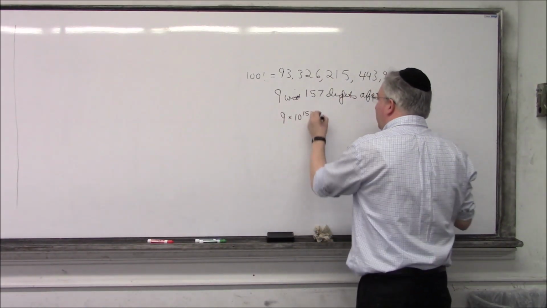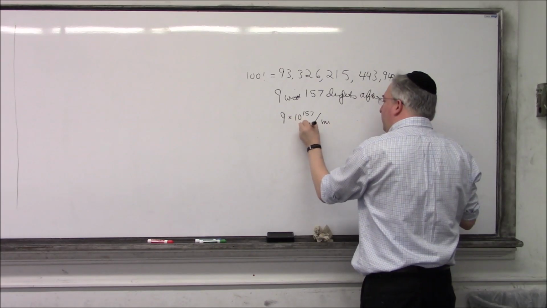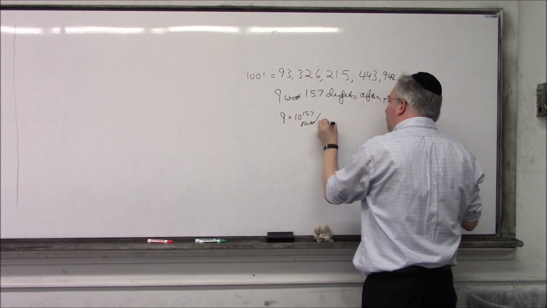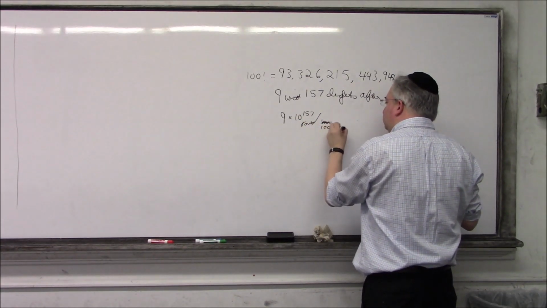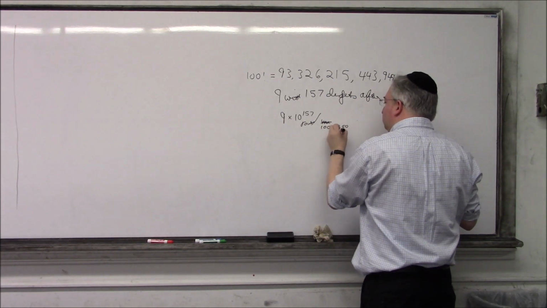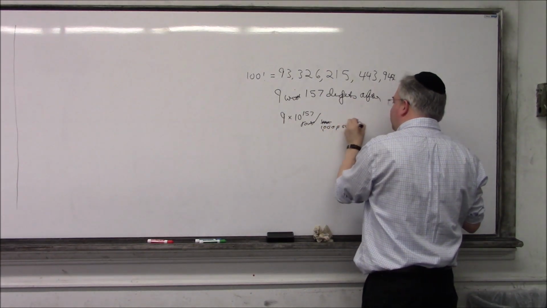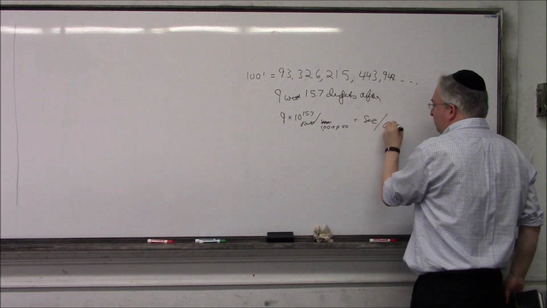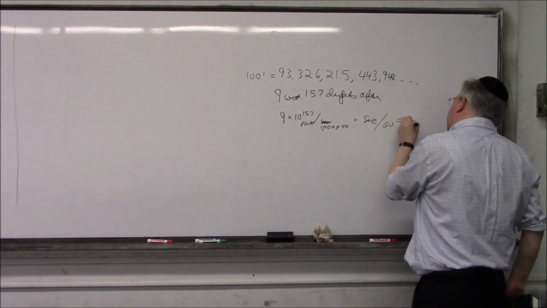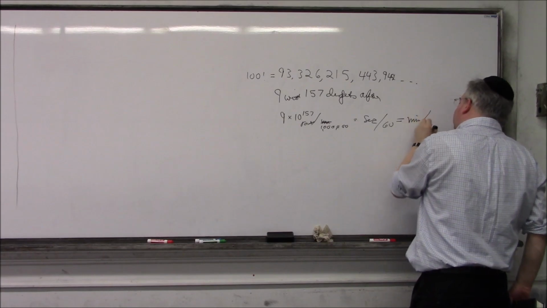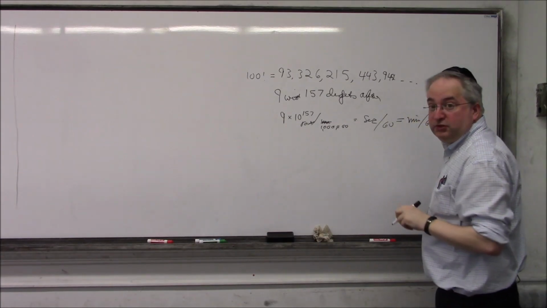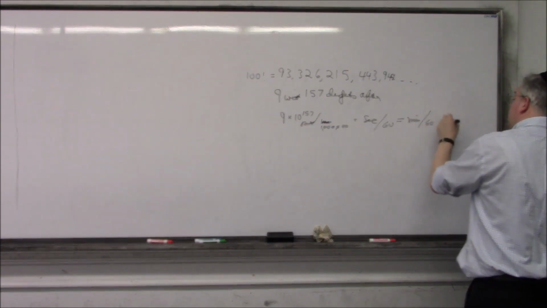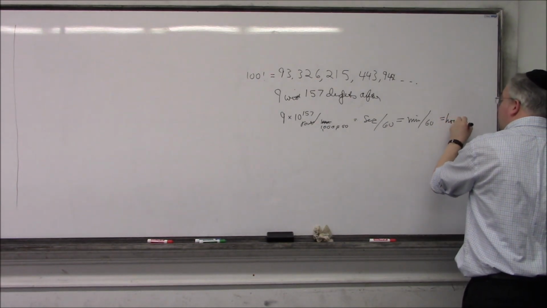If I divide it by 1,000,000, this is how many routes. If I divide it by 1,000,000, this is how many seconds, okay? And then I divide it by 60, there are 60 seconds in a minute, and I get how many minutes. And I divide that by 60, because I'm interested in how long. So 60 minutes, I get how many hours, okay?